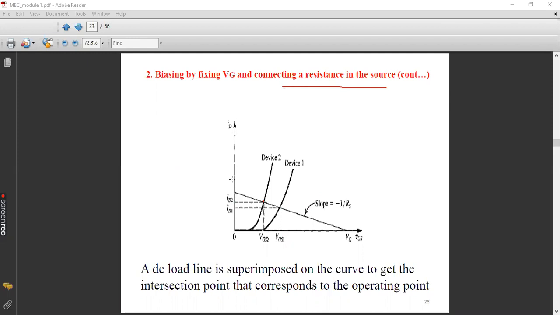This is Vg by Rs. Again, I am telling, this point is Vg divided by Rs, the y-axis intercept.